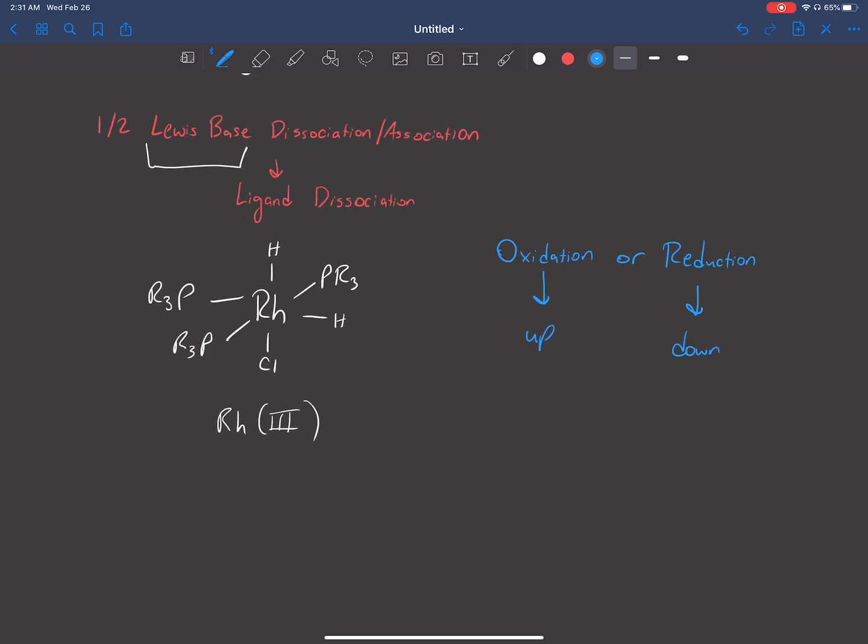Now, Lewis base dissociation and association, nowhere in that name do I see oxidation or reduction. So my oxidation state should not change. What that means is my metal, my Rh, will have the same oxidation state. It's still going to be Rh +3. That is the key here. When you're doing Lewis base dissociation and association, your oxidation states shouldn't change. And the easy way to remember that is you don't see the words oxidation or reduction in the name. That's what I mean by it's easiest to just look at the name.